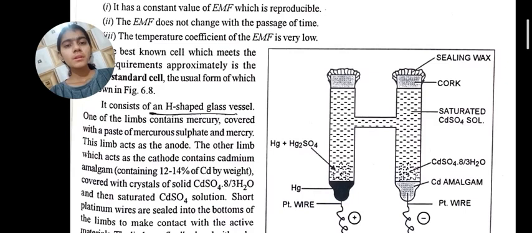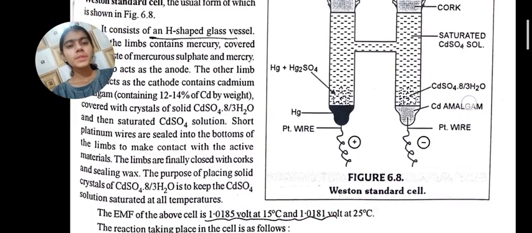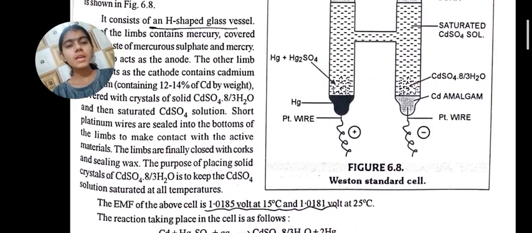The amalgam is covered with crystals of solid cadmium sulfate 8/3 H2O and then saturated cadmium sulfate solution. Short platinum wires are sealed into the bottoms of the limbs to make contact with the inactive materials. The limbs are finally closed with corks and sealing wax. The purpose of placing solid crystals of cadmium sulfate 8/3 H2O is to keep the cadmium sulfate solution saturated at all temperatures.